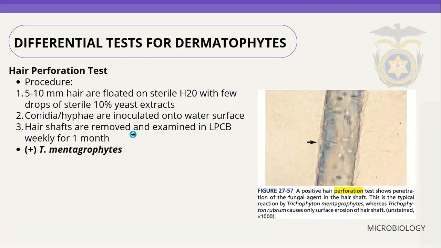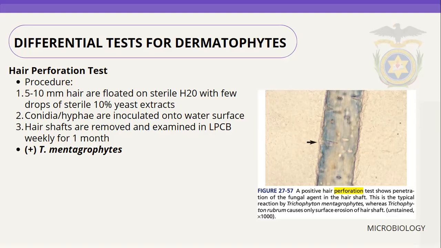So now let's proceed to the differential tests for the dermatophytes. First, we have our hair perforation test. For the procedure, 5 to 10 millimeter hairs are floated on sterile water with a few drops of sterile 10% yeast extract. Then the conidia or hyphae are inoculated onto the water surface.